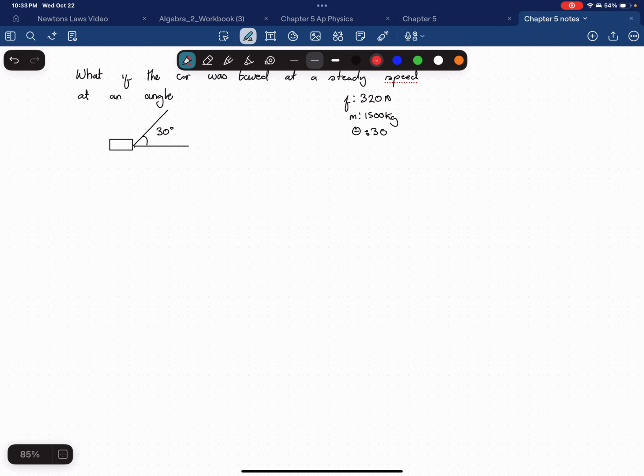Let's make it interesting. What if the car was towed at a steady speed at an angle? So our friction is 320 newtons. Our mass is 1500 kg, and theta is our angle. Okay, so this is our car. Here is our rope, and then it's probably tied to a truck or something. Just imagine there's a big truck.